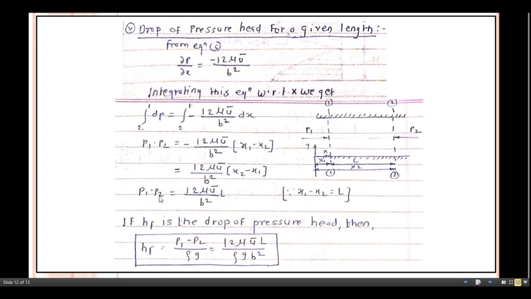Now the pressure drop P1 minus P2 equals 12 mu u bar divided by b square, times x2 minus x1, and x2 minus x1 is nothing but L. If HF is the drop of pressure head, then HF equals P1 minus P2 divided by rho g, which equals 12 mu u bar L divided by rho g into b square. Only rho g comes into the picture if I consider HF as the drop of pressure head. Then we can get this relation in this way.